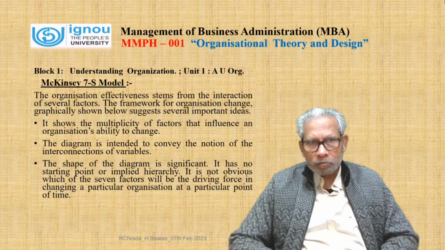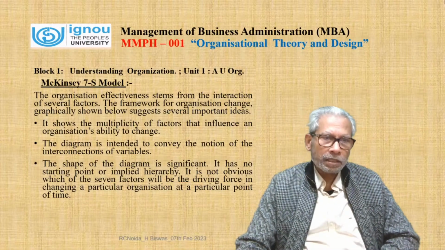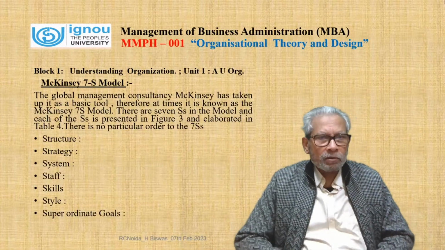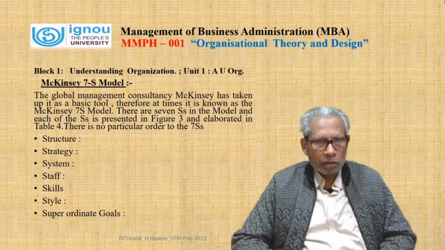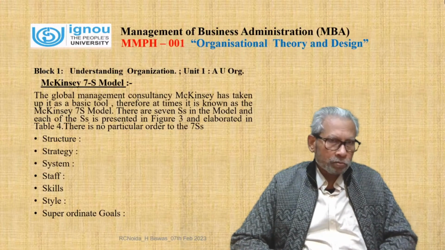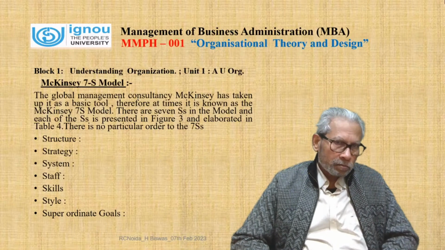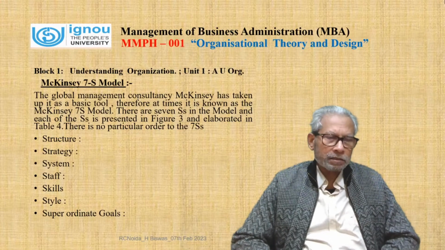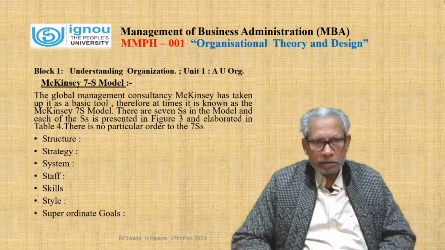So this model, there are 7 S's. If we see the diagram, then it will be more clear. In the global management consultancy company, McKinsey, they first adopted these things. It has taken off, it is a basic tool for management consultancy. Therefore at times it is known as the McKinsey 7S model. How has this 7S model come? That is the history behind it.